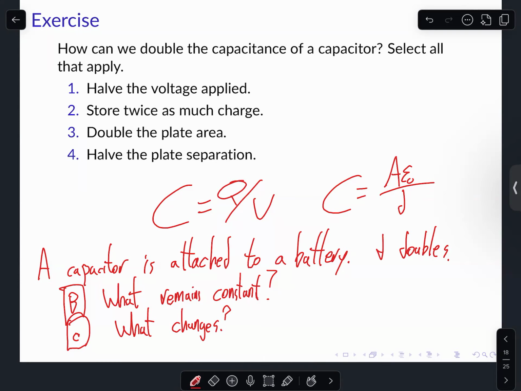Of these variables, capacitance, charge, voltage, area, distance between the plates, what controls what? I'm hooked up to a battery. I change the plate separation. What is changeable? What is fixed?